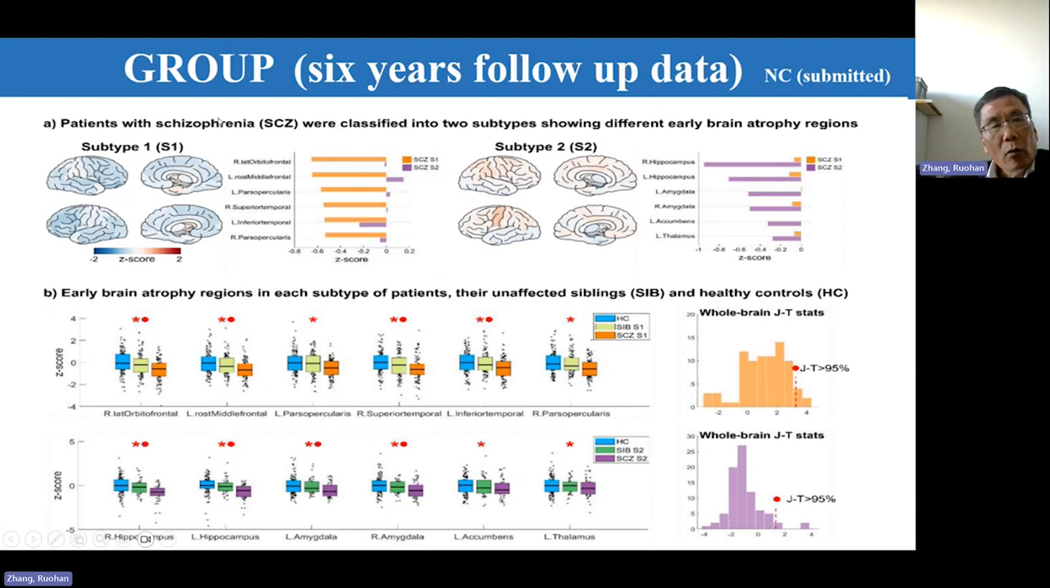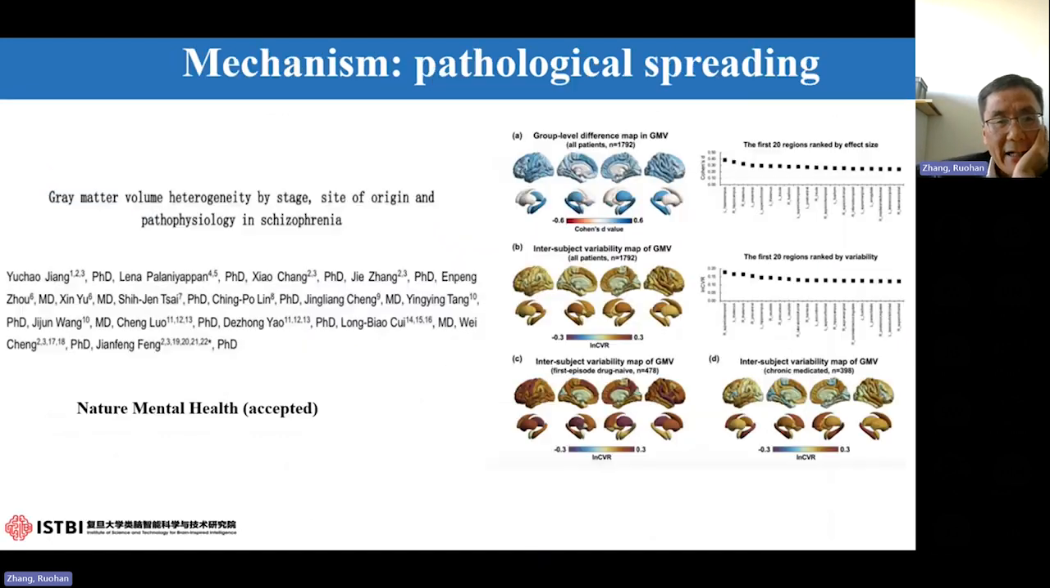So we do have a group of data from the Netherlands, actually a 6-year follow-up, and we first confirm this using the data, and we look at many other aspects as well. For example, different treatment for this subtype, etc. But I don't go into detail here.